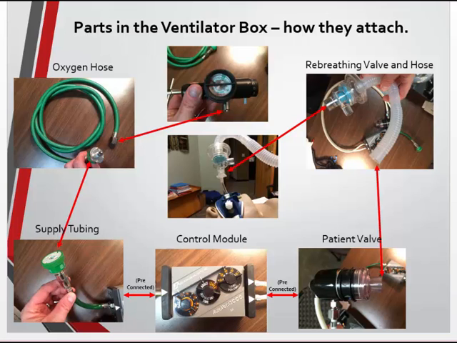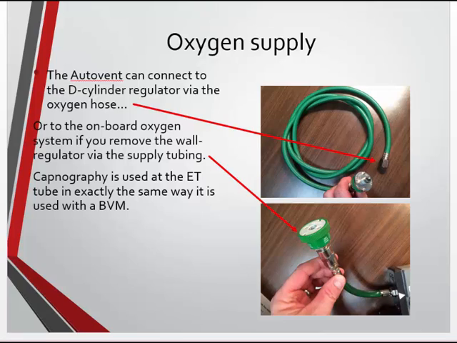So this is how it's all going to go together. Once you get the patient out of the ambulance, you can do one of two things. It's going to connect the D cylinder, and you can stay on the D cylinder if you want to for a short transport, or you can go to the onboard oxygen system, which requires you to plug this into the wall, and that will help you to have a good connection to the oxygen on the wall. So either one of these will work.